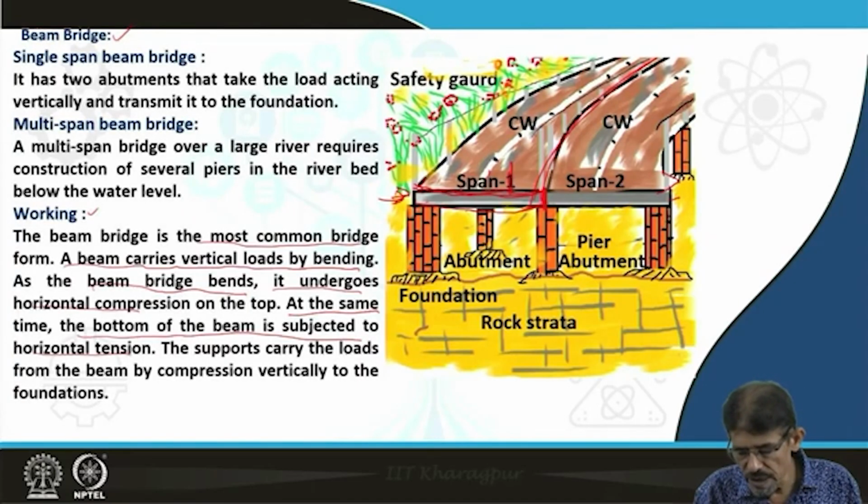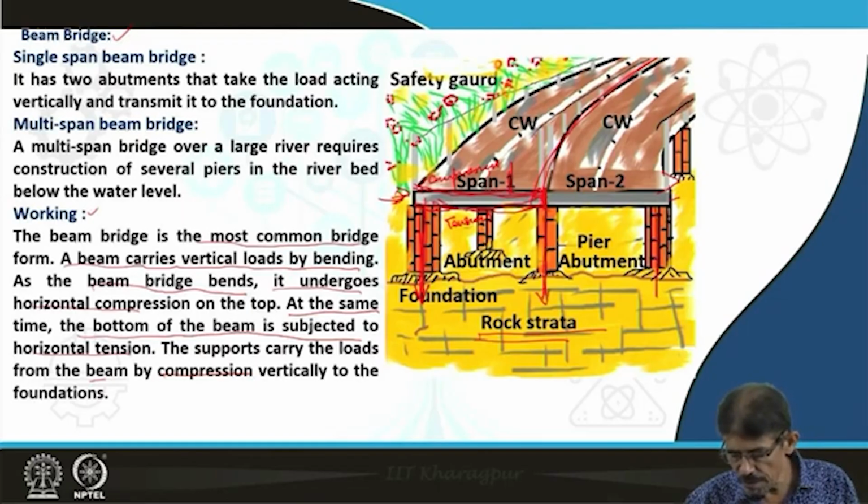If this feels compression, then the lower part of this beam is under tension. This is under horizontal compression. The support carries the load from the beam by compression vertically to the foundation. The whole load comes to the foundation strata through piers and the foundation pillar.